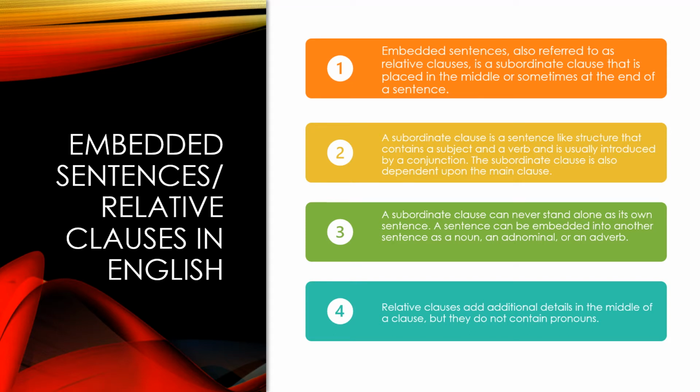A sentence can be embedded into another sentence as a noun, an adnominal, or an adverb. And a relative clause adds additional details to the middle of a clause, but they do not contain pronouns. And that is one of the main reasons they cannot be their own sentence.